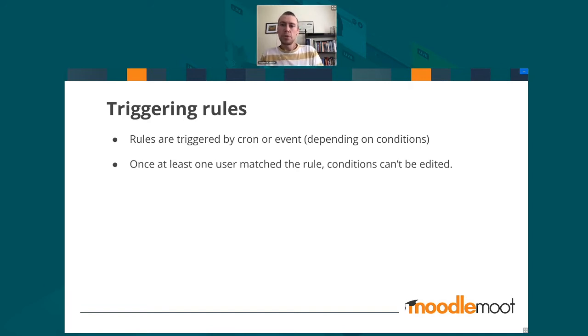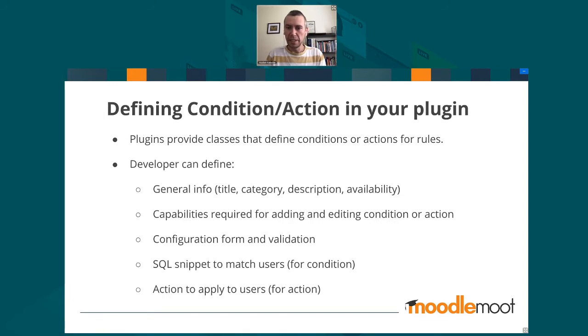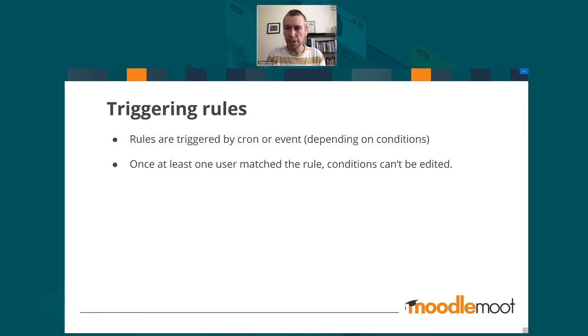Once at least one user has matched the rule, conditions can no longer be edited. This is just to prevent the case where the rule can be corrupted in some way, because if some users match it already and then you change the condition, you might not see the result you expect. The rule would assume those users already met the condition, but the condition changed to a different one. I think that's it for the introduction.